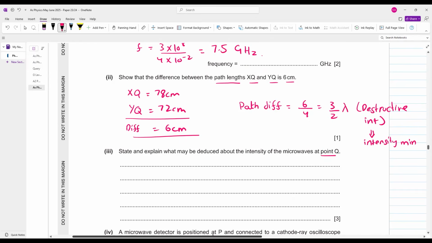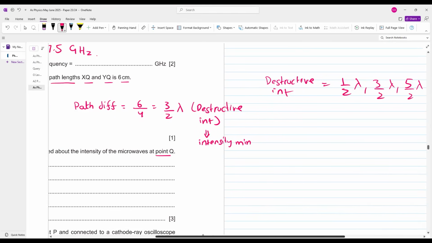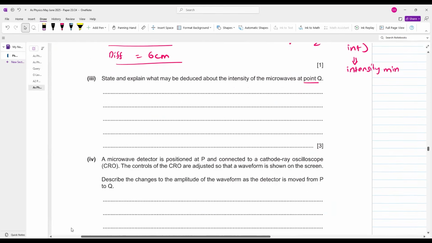बेटा मैंने कुछ आपको लैंडास लिखवाए थे, कुछ वेवलेंथ्स लिखवाई थी जहां पे डिस्ट्रक्टिव इंटरफेरेंस होती है. डू यू रिमेंबर? Destructive interference happens at 1 over 2 lambda, 3 over 2 lambda, 5 over 2 lambda, so on and so forth. ठीक है. So please remember कि 3 over 2 lambda पे आपकी destructive interference हो रही है, hence your intensity will be minimum. Let's write this all in a paragraph format.